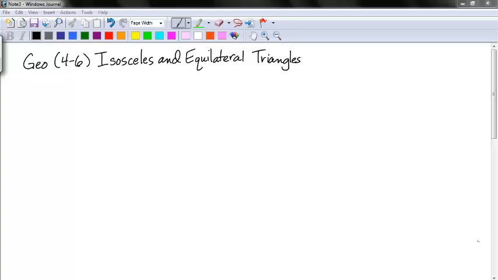Okay, this section's on isosceles and equilateral triangles. First, if you go back, isosceles triangles. When you look at an isosceles triangle, in an isosceles triangle, the two sides are congruent and the two base angles are congruent. Okay, that's what an isosceles triangle looks like. Two sides are congruent, two base angles are congruent.